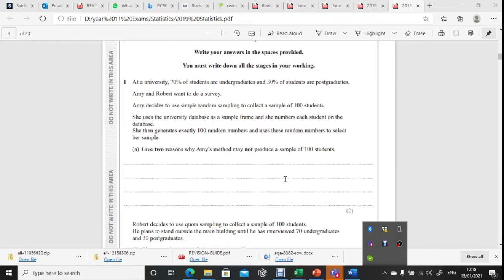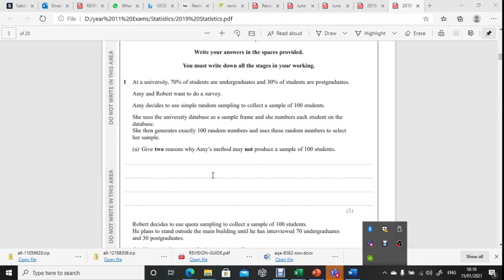Give 2 reasons why Amy's method might not produce a sample of 100 students. Right, first of all, if she's using a random sample, there is a chance the same number might come up twice, because that's how random sampling works. Then obviously you wouldn't get 100 students, you'd get 99. Some of the students, when they get selected, might not want to take part in it. So that means they also won't be selected.